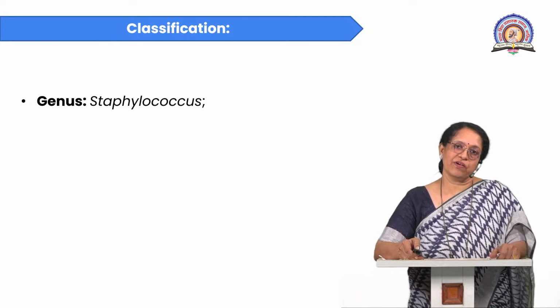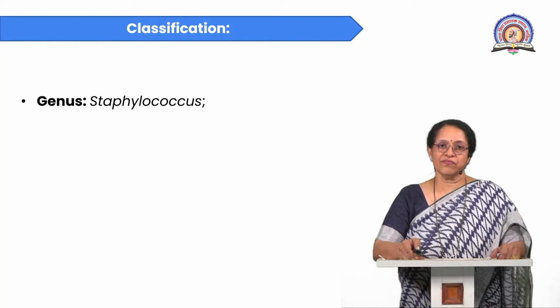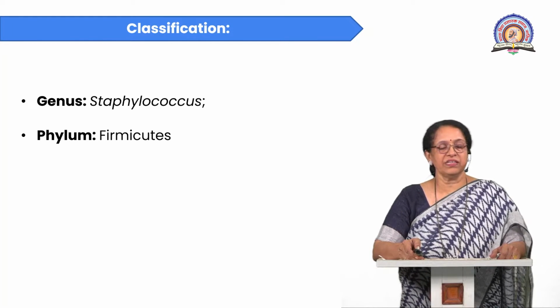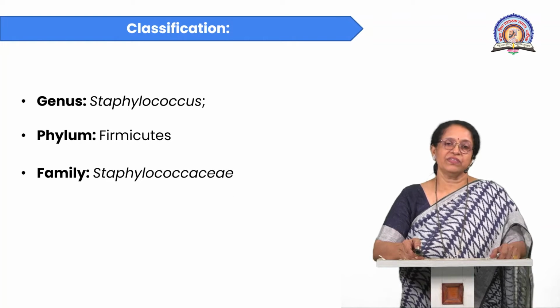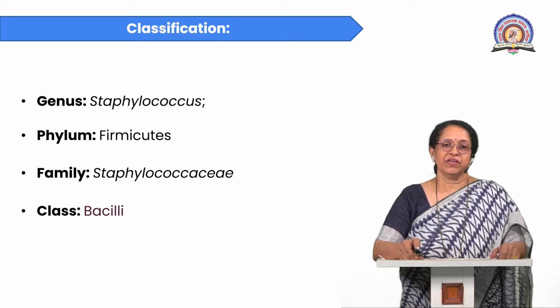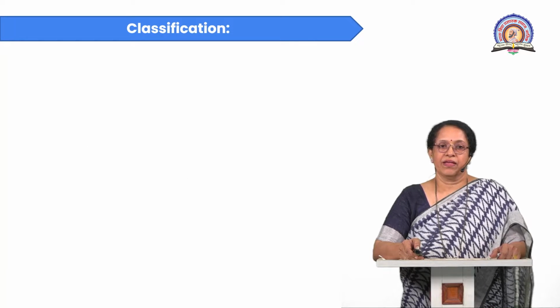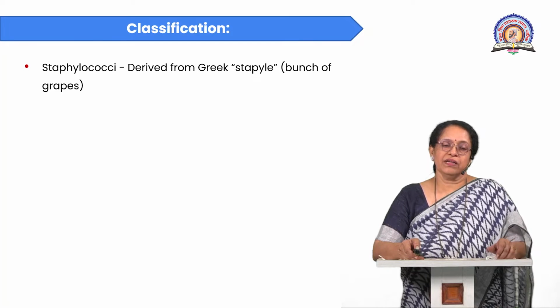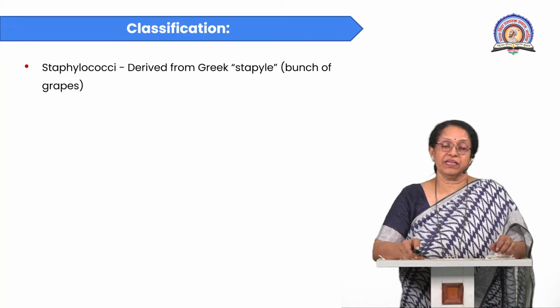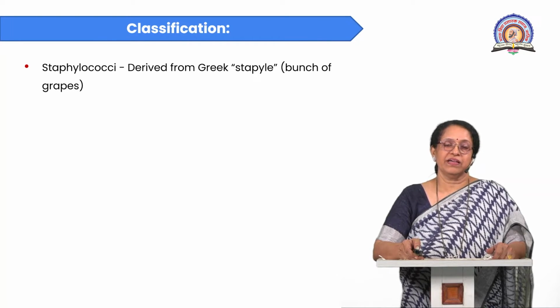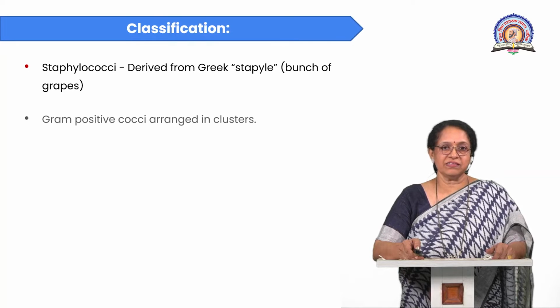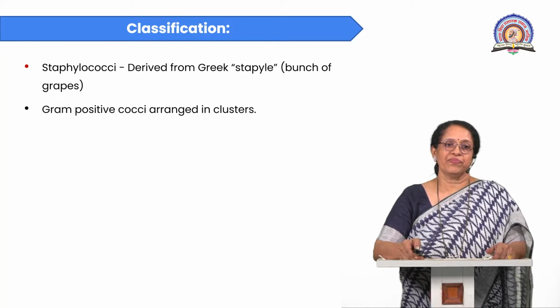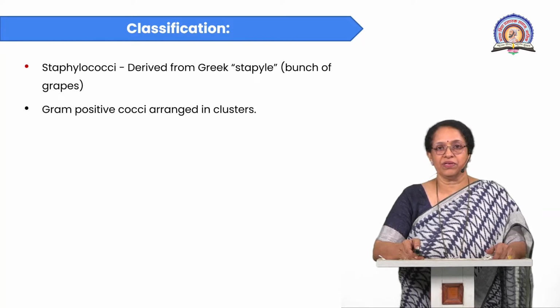So as you know, this organism belongs to Staphylococcus, the phylum of which is Firmicutes. The family of this organism is Staphylococcaceae and class Bacilli. The term Staphylococci is derived from the Greek Staphyle, that is a bunch of grapes, as their arrangement is typically in the form of clusters. It is a gram-positive organism. When you stain them, they appear purple in color upon gram staining.